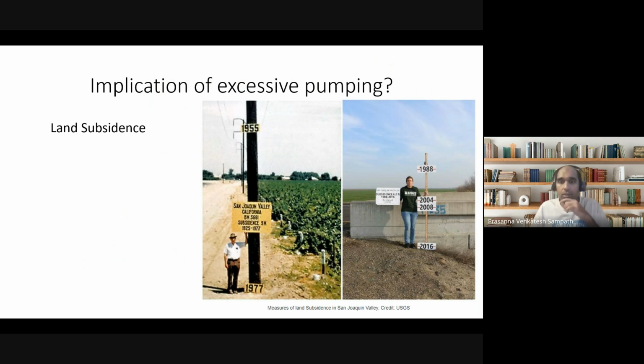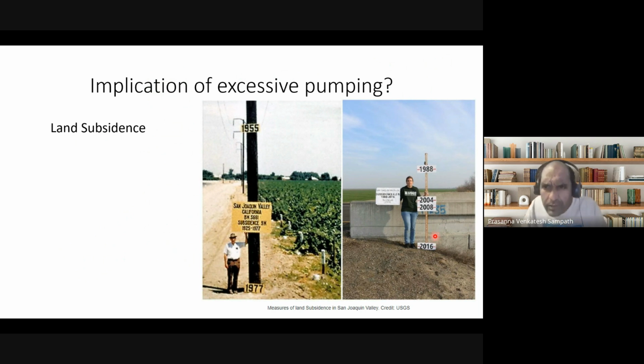These two pictures that you see over here are from the San Joaquin Valley in California, where you can see in 1955, the land surface was at this elevation. In 1977, about 20-22 years later, there has been a subsidence. There's a card that's being held up there. What does it say? Subsidence 9 meters from 1925 to 1977. There's a human being standing there, about 1.82 meters, and then you can see how much the land has subsided due to intensive pumping over a period of time.